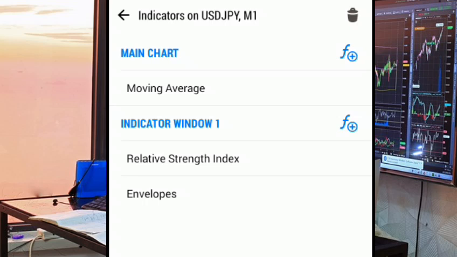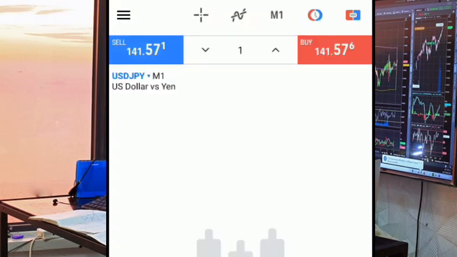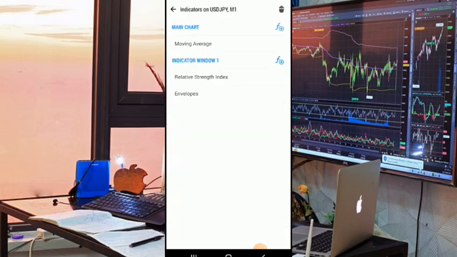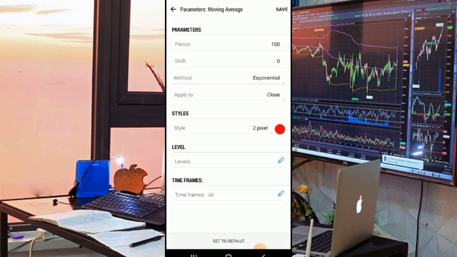Remember, we're using the moving average, we're using RSI, and we're using envelopes, so make sure you've got these on your chart already, so that everyone can know how far we are. Okay, since it's still going down, for the settings, you're going to go up there to the main chart, and when you get there you're going to look for moving average. So moving average, you're going to make it period 100 and shift 0, method exponential, apply to close, and make it 2 pixel with red, and then remember to click save.